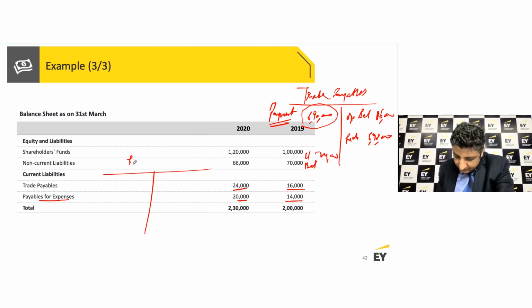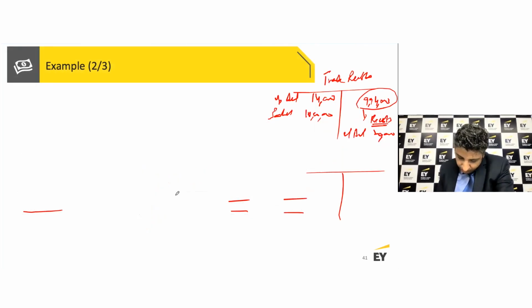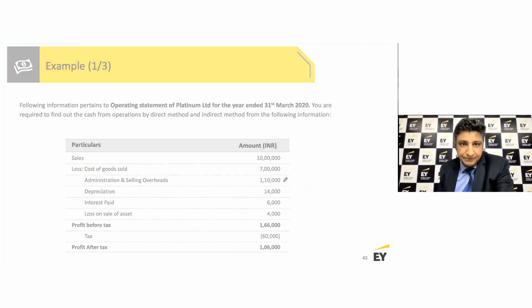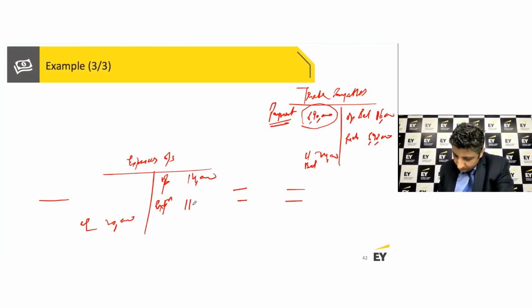So let's say expenses outstanding, opening balance, which is 14,000, closing balance, which is 20,000. My expenses during the year, that is also provided to me in my statement of profit or loss, which is 1,10,000. Okay. So that becomes 104,000 is the payment that I have made.